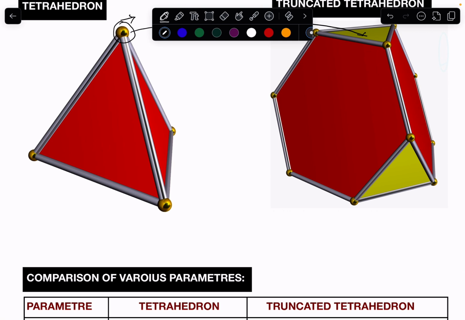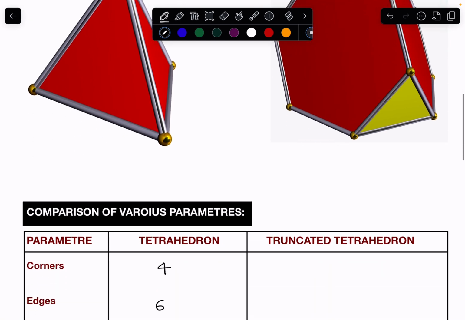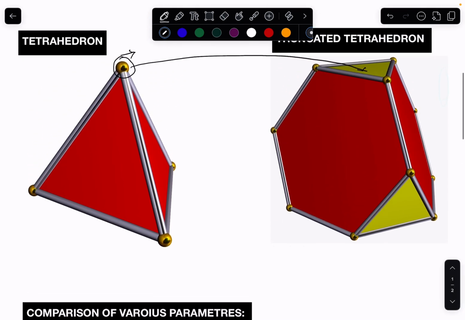At each corner, one triangular face is produced. Each triangular face has 3 corners. That means 3 into each triangular face has 3 corners, and 3 into such triangular faces are totally 4. So 3 into 4, that is 12 corners you are going to get in a truncated tetrahedron.